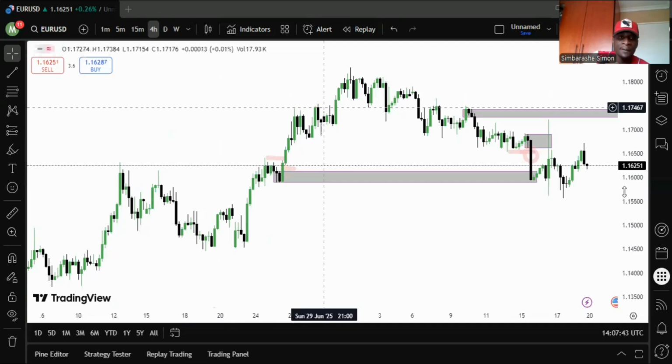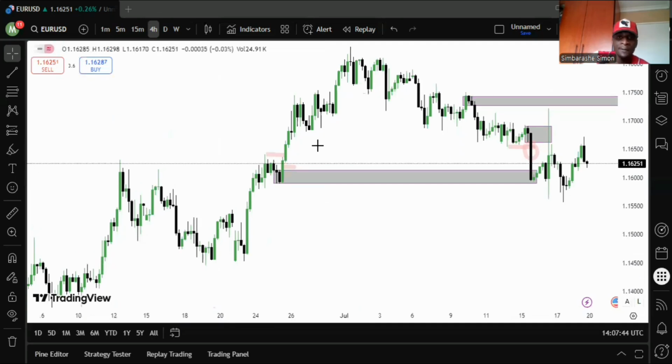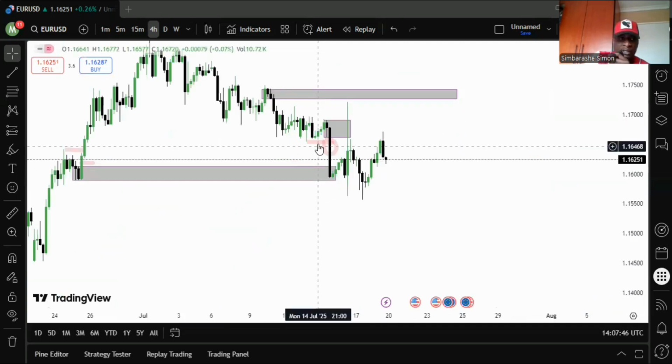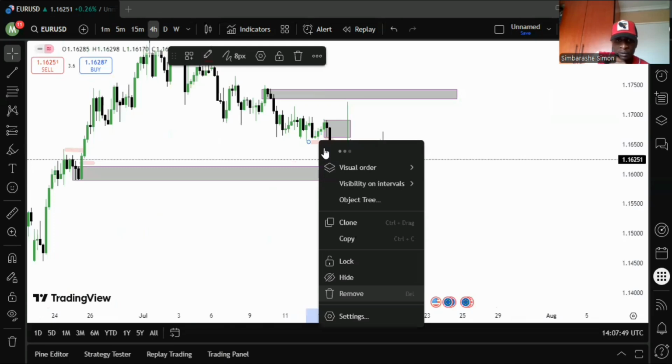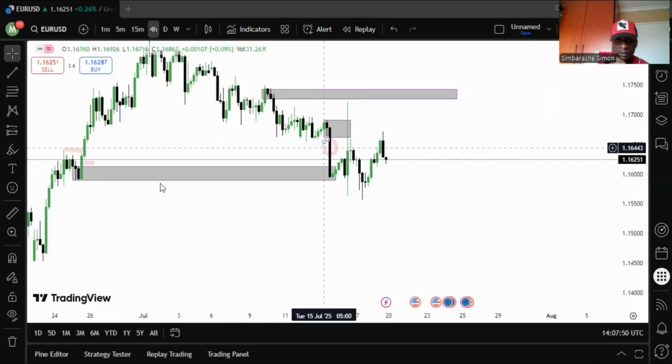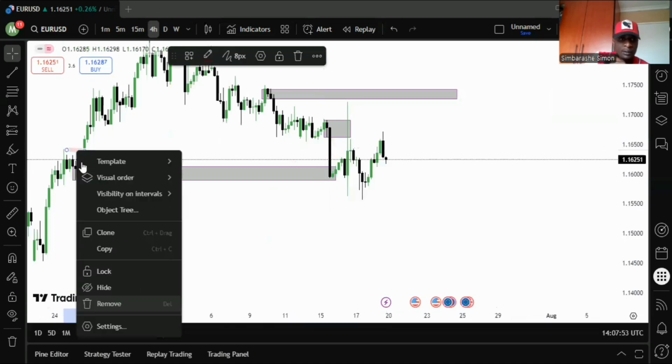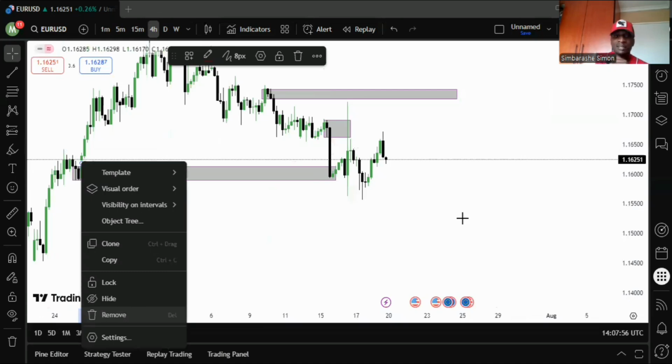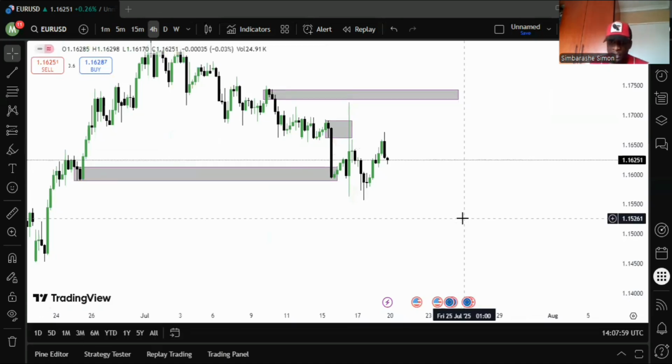So I will leave everything like this here on the supply and demand. I'm going to take out this one and this one. Yeah, in this one here. So like today it's Sunday, guys. Tomorrow the market is going to open.